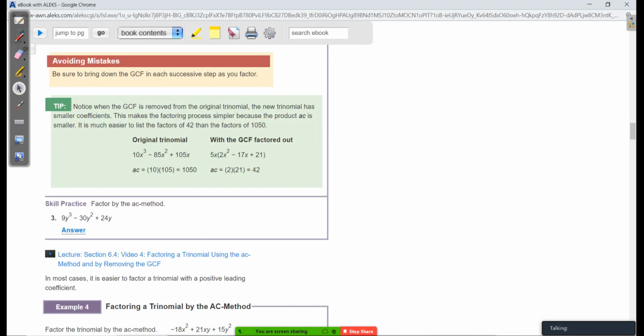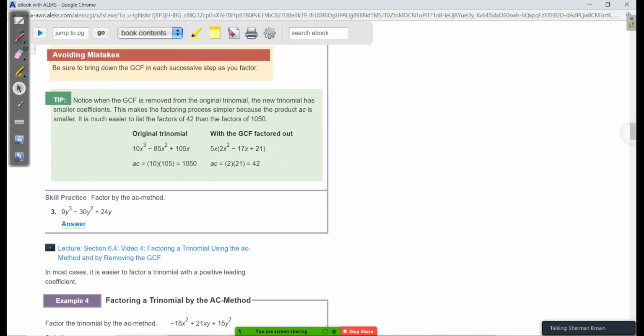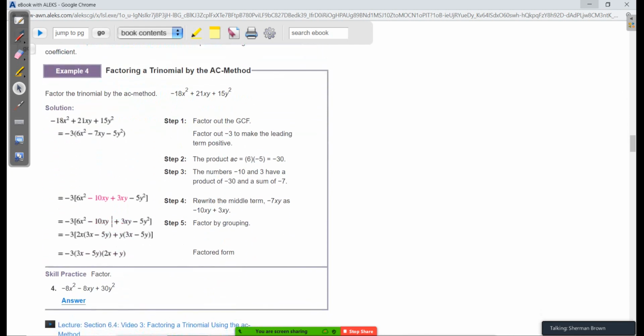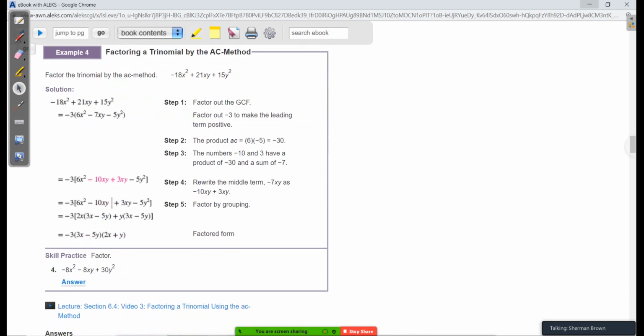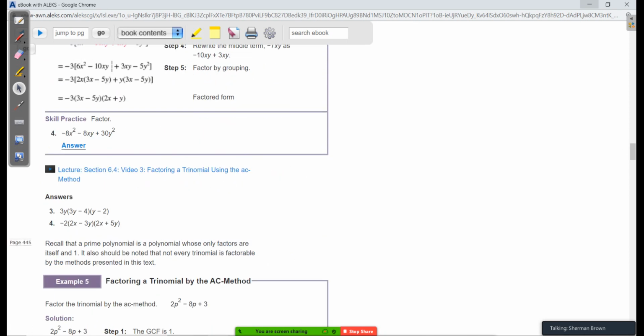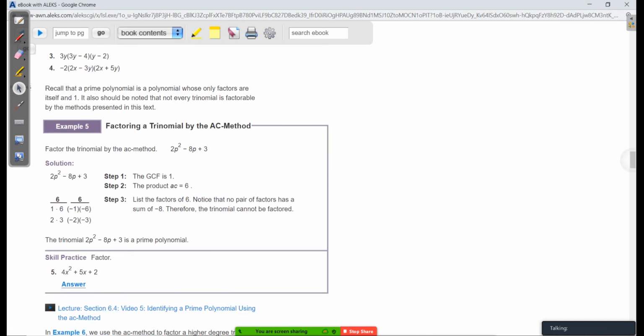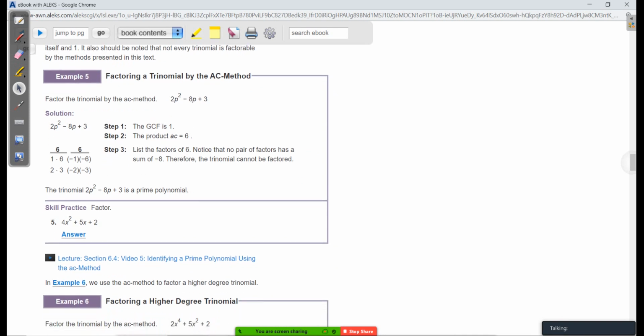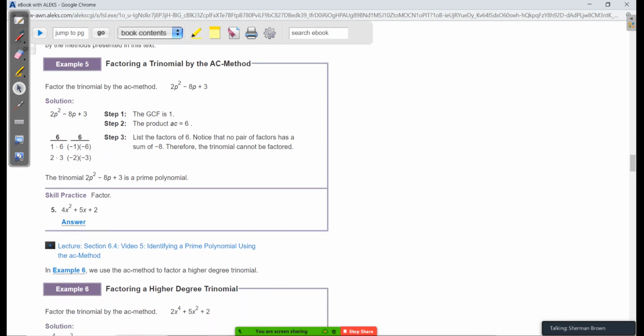And there's avoiding mistakes. Be sure to bring down the greatest common factor in each successive step. That's what we do with our 5x. Let's see. Nothing different there. I'll just go ahead and snip this example 5 because again it's a prime. Did I snip the last prime one? I forget.